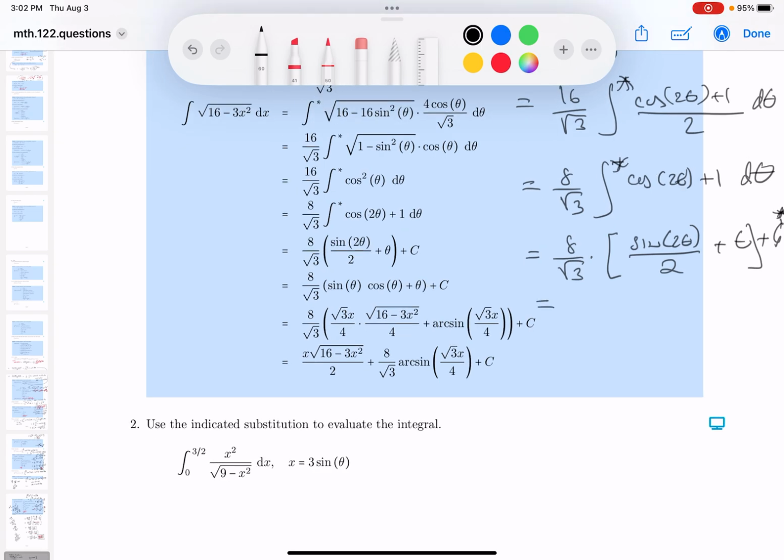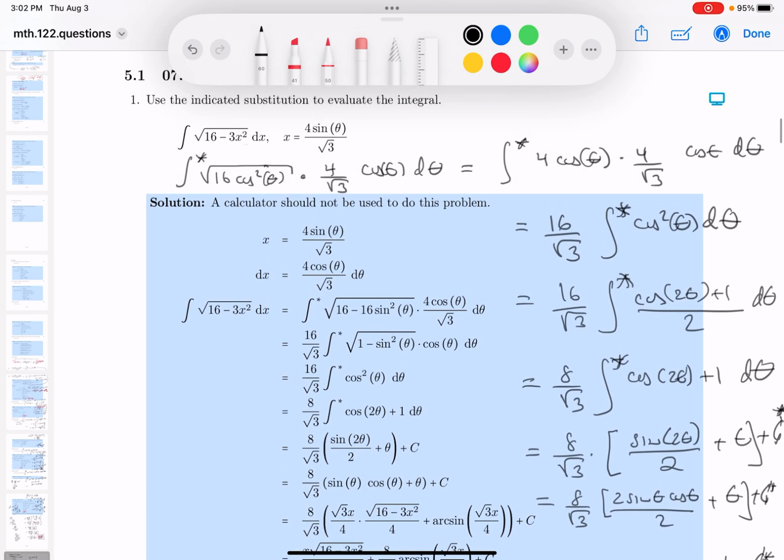I'm going to multiply it out a little. Let me just do a little bit of work, not too much. The sine of 2 theta is 2 sine theta cosine theta. That's over 2, plus theta, plus C star. What do you get over there? 8 over root 3. Then you're going to get sine theta cosine theta plus theta. That's theta plus C. That's a star.